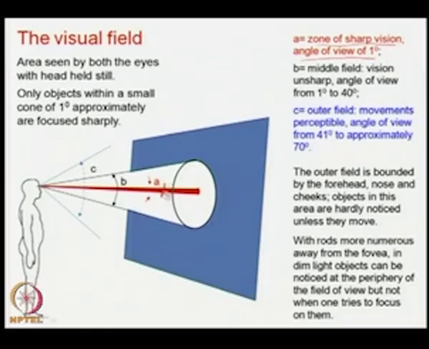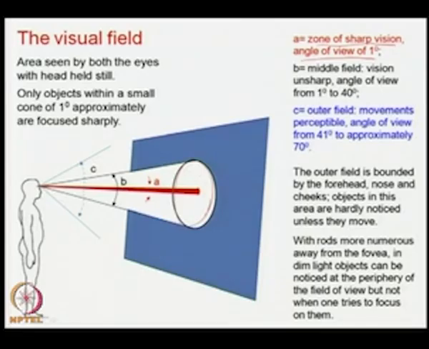Then the B portion, the middle field of vision. Vision will be unsharp, angle of view from 1 degree to 40 degrees, this region.